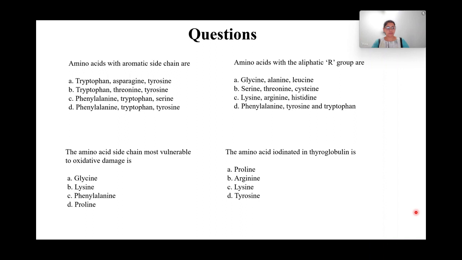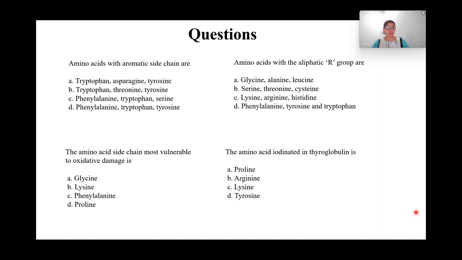So the first one was easy. You just need to remember the three amino acids that were in that group. So we had phenylalanine, tryptophan, and tyrosine. The second question had the ones which are aliphatic. So there were seven amino acids, and you need to find out which. So let's go over each of them and try to remember which one was which.